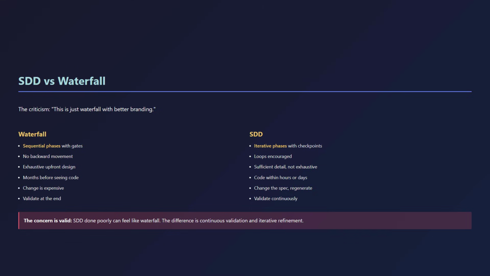SDD has iterative phases with checkpoints. Loops are not only allowed but encouraged. You do sufficient detail, not exhaustive upfront design. You capture intent and discover details iteratively. You see code within hours or days, not months. Change is relatively cheap. You update the specification and regenerate the affected code. You validate continuously at each checkpoint.